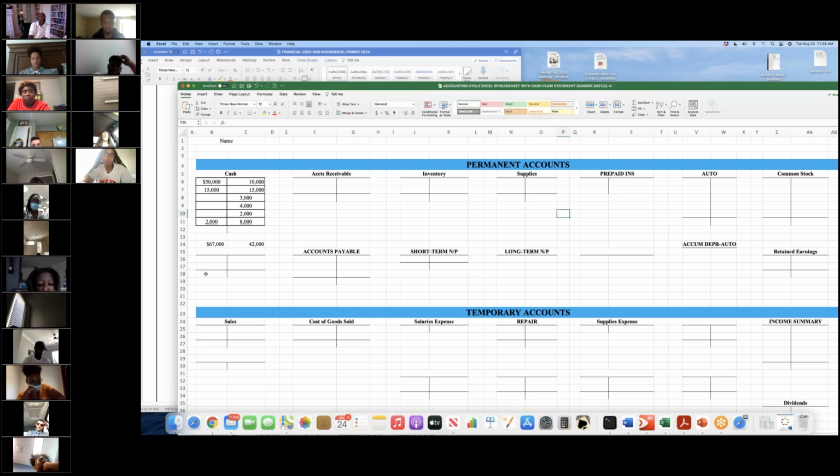And if we want to get our balance, we can do a little equation. The equation always starts off with an equal sign. Then we put a parenthesis here. Then we're going to click on this 67,000. Then we're going to put a minus in. Then we're going to click on the 42,000. Then we're going to close our parentheses. How about that? Does everyone see that? What we did with Excel?